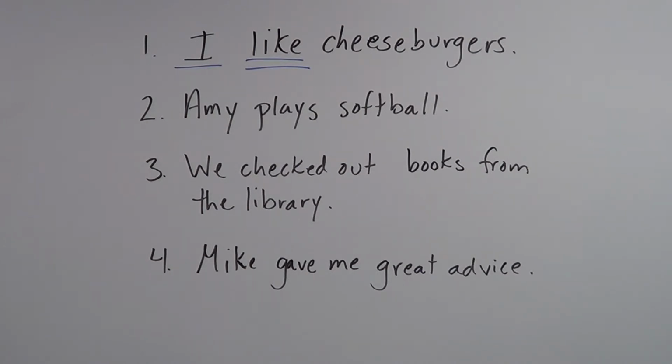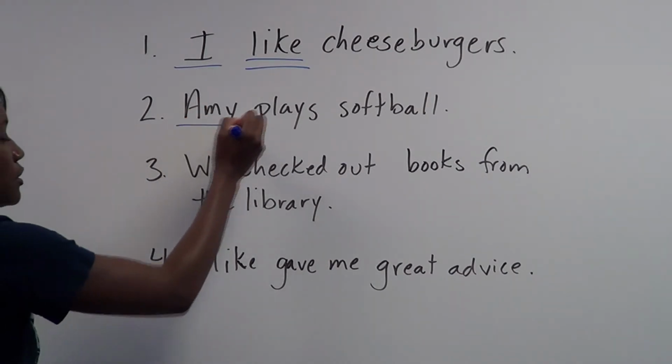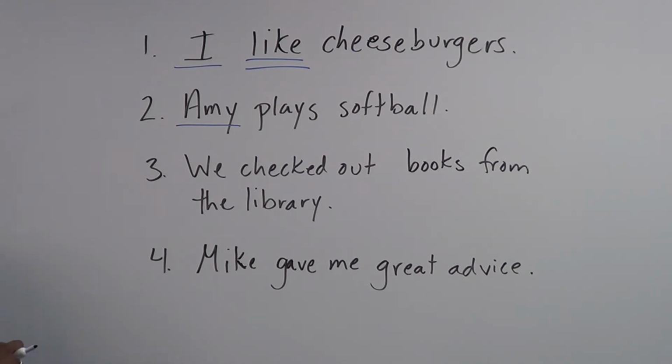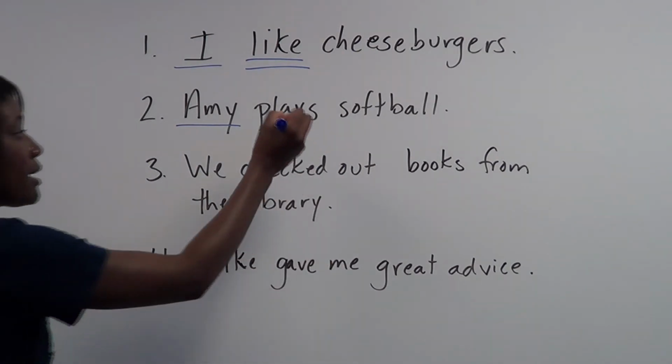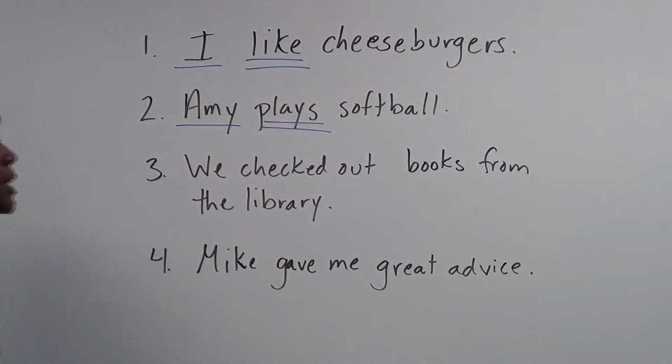Okay. For the next sentence, Amy plays softball. Again, we have to ask ourselves who or what is doing something in this sentence, in which case Amy is doing something in this sentence. She plays softball. So first I'm going to underline Amy because she's our subject and what it is that she's doing, playing softball. So I'll underline plays twice.